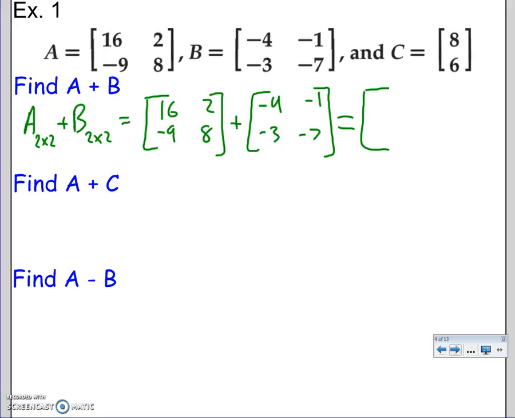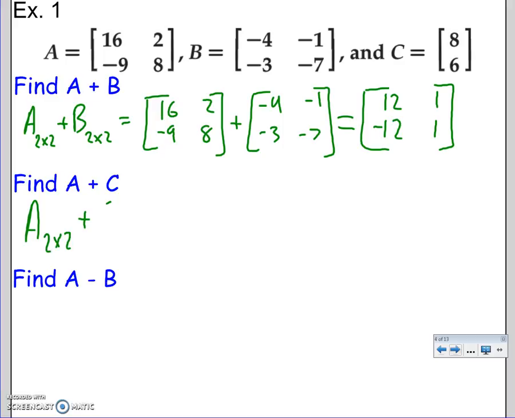So, this top left spot, I have 16 and negative 4. 16 plus negative 4 is positive 12. On the top right spot, 2 plus negative 1 is positive 1. On the bottom left spot, negative 9 plus negative 3 gives me negative 12. On the bottom right spot, 8 plus negative 7 gives me positive 1. That is the answer.